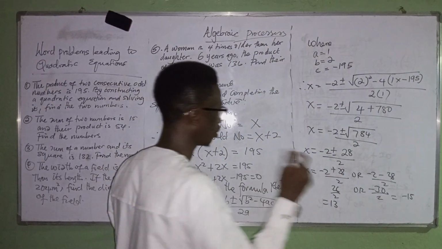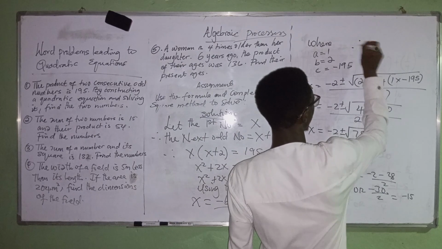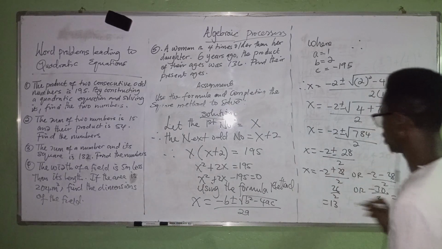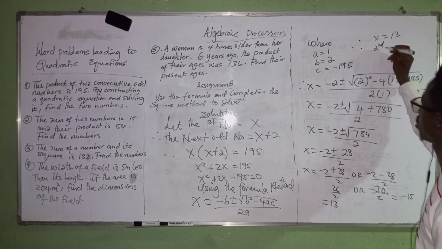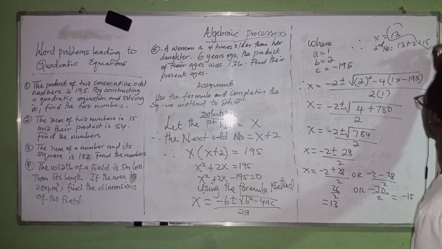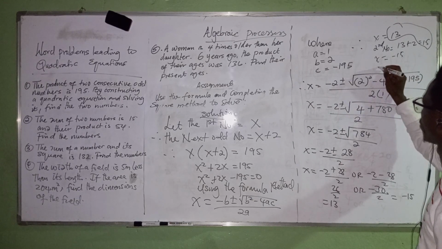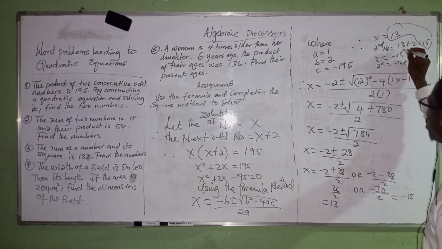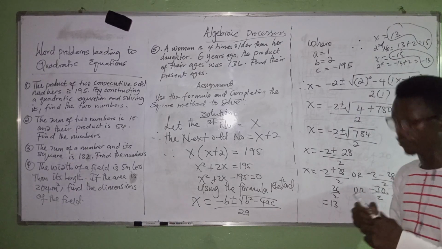So therefore, your numbers are going to be, remember the first number was x, and it depends on which one you want to take. So if x is your first number, then your second number is going to be what? 13 plus 2, which is 15. If you are using the negative, if x is minus 15, then the next number is going to be what? Minus 15 plus 2, which is minus 13. So they can either be this or the positive ones. We have positive odd numbers and negative odd numbers.